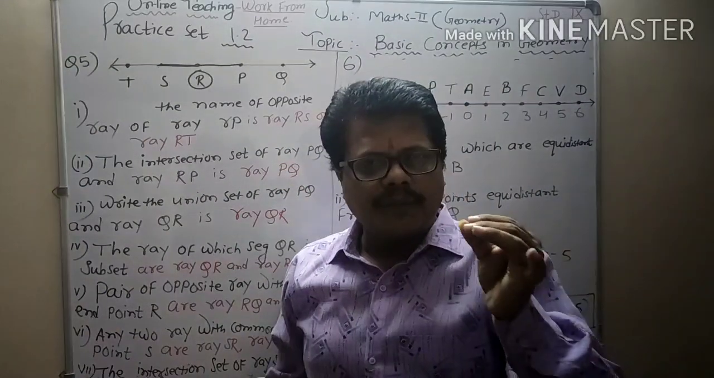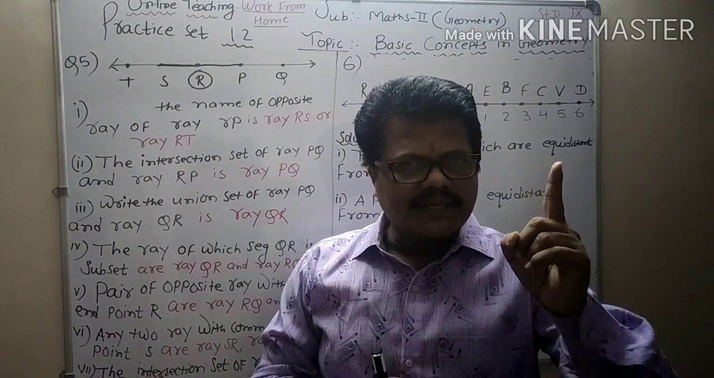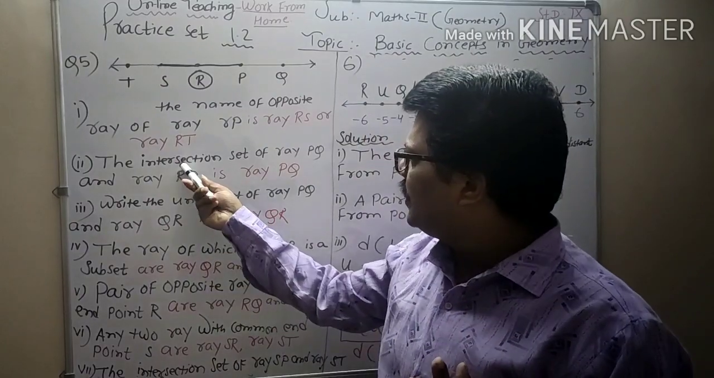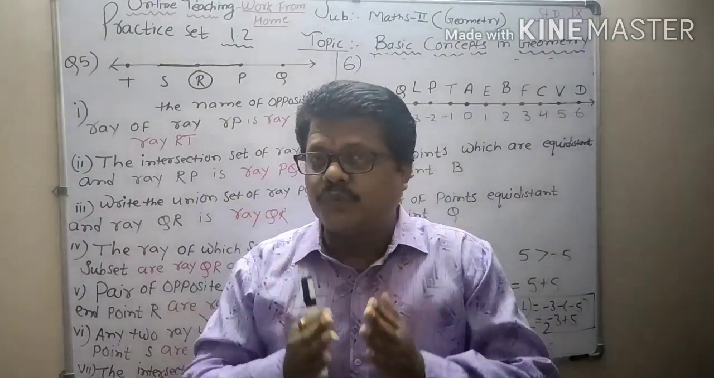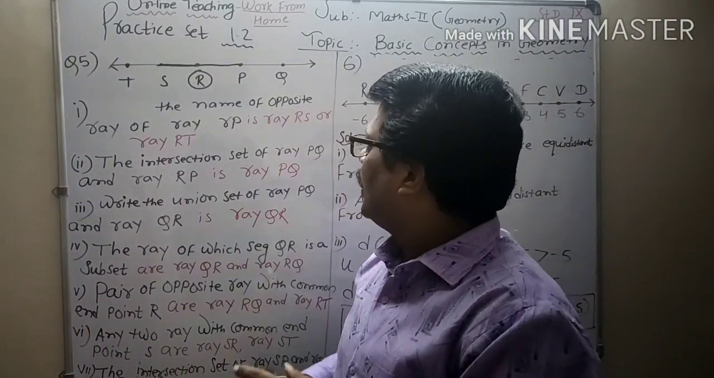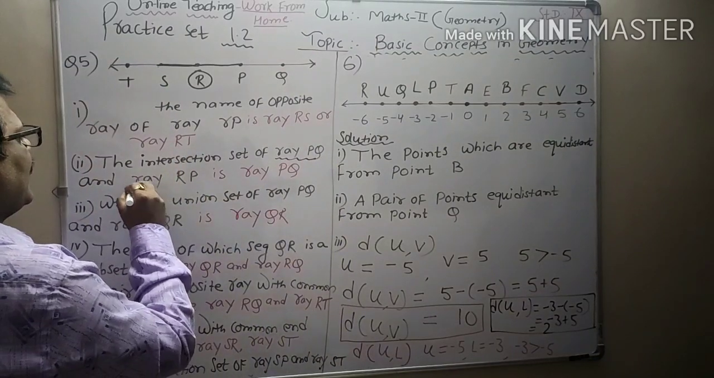Dear student, you have studied union and intersection in the algebra section, lesson number 1. Still, I am telling you the intersection. Intersection means common between the two. Common between these two rays. Which are these two rays? Ray PQ and ray RP.